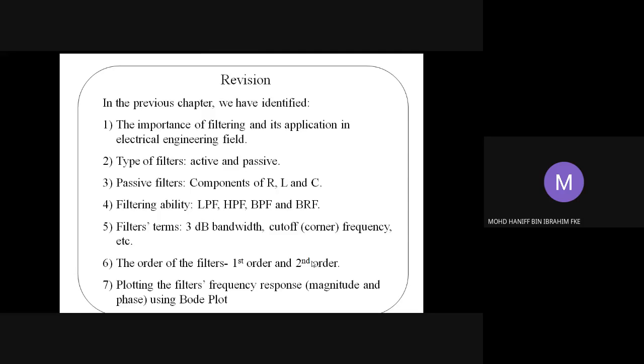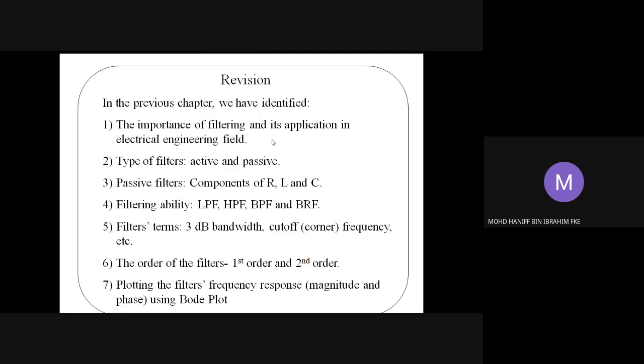So let's have a look at the revision of what we have learned before. In the previous chapters, number one, we have understood the importance of filtering and its application in the electrical engineering field. This was learned in chapter 3 on Fourier transform, and also in chapter 5 when we learned about the Bode diagram and the types of filters. So you understand about filters in general and their application in electrical engineering.